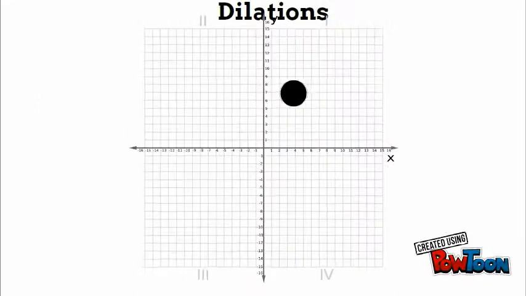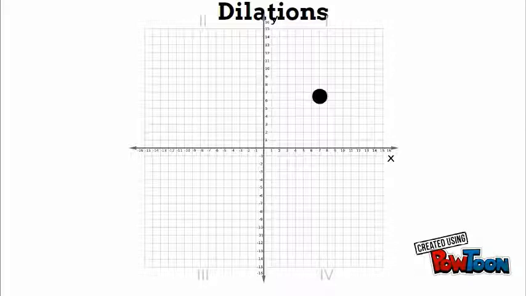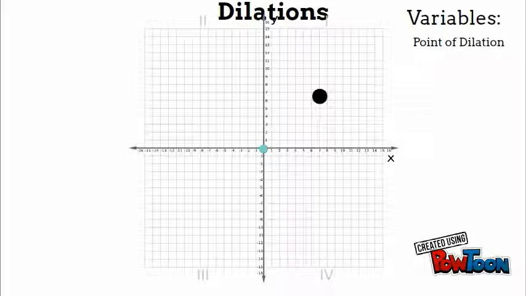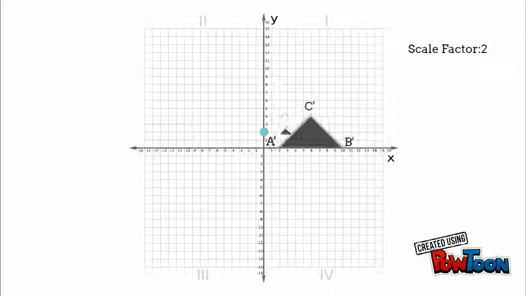Finally are dilations, which are the enlargement or shrinking of an object to a specified degree around a certain point. The variables for dilations are the point of dilation, where the point is being dilated, and the scale factor, or how the object will be affected in all directions. We will dilate the triangle around point (2, 0) with the scale factor of 2. This leaves A prime at (2, 0), B prime at (10, 0), and C prime at (6, 4).